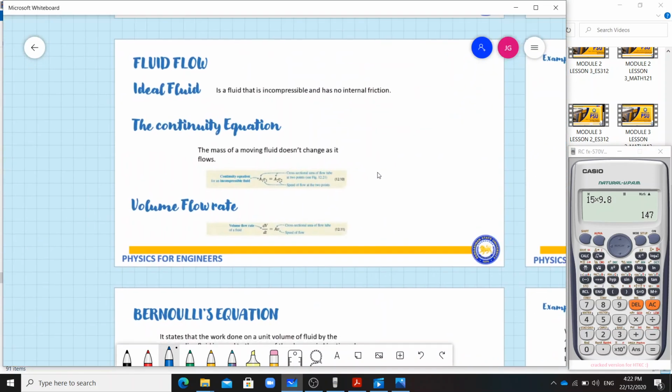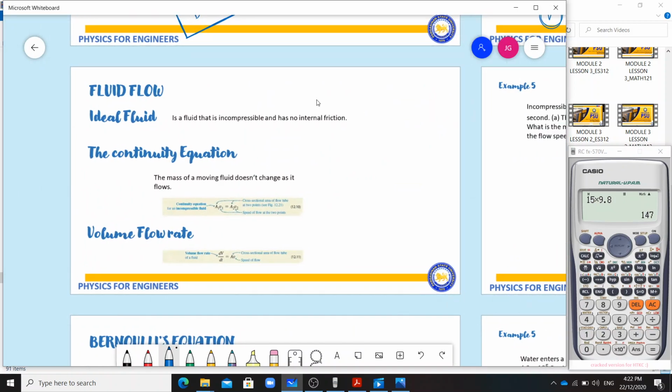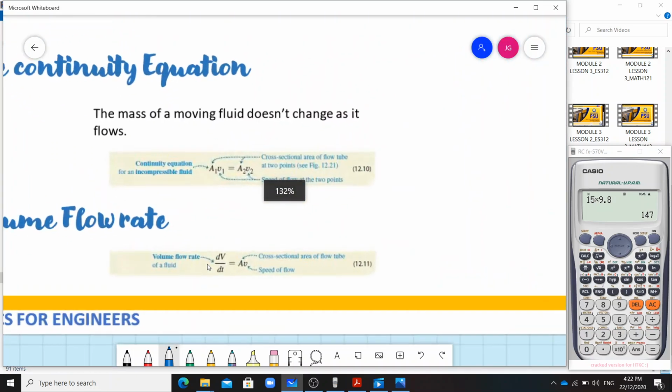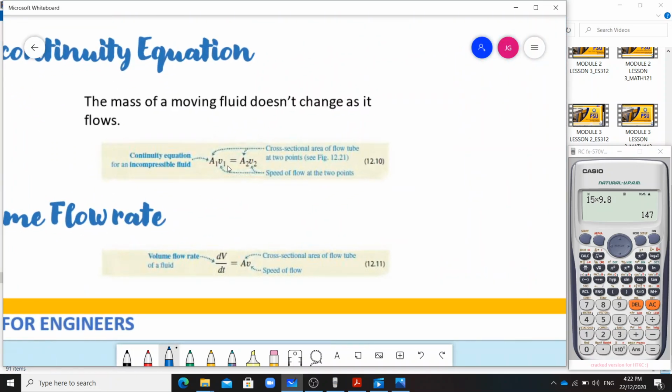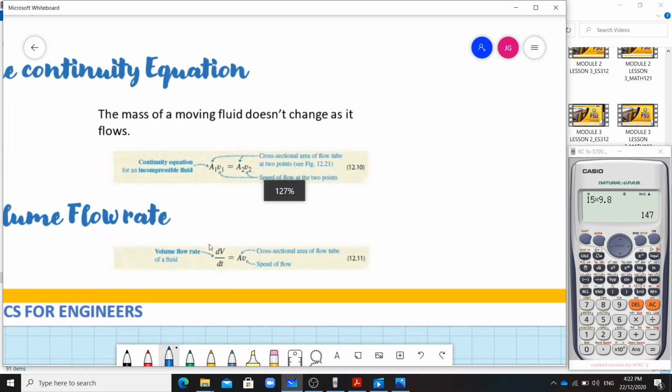Then, let's proceed, okay, sa fluid flow. Meron tayong tinatawag na ideal fluid. It is a fluid that is incompressible and has no internal friction. Okay. The continuity equation, sabi dito sa continuity equation, the mass of a moving fluid doesn't change as it flows. So, ang formula natin dyan is area 1 times velocity 1 is equals to area 2 times velocity 2. At ang volume flow rate ay equivalent sa dV over dt, that is area times velocity.